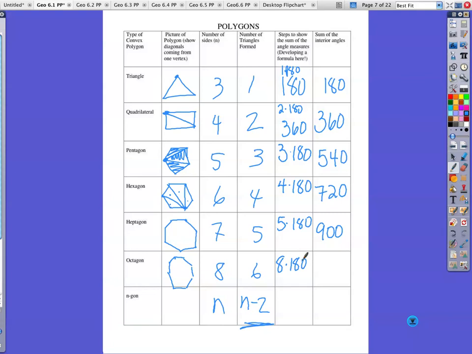8 times 180, I think that's going to be 1,080. Okay, we could do that for polygon after polygon after polygon. The formula, this is where we're going with this, you're taking n minus 2, and you're taking that answer times 180. Okay? So no matter, if I had a 20-sided figure, I could say 20 minus 2 is 18, take 18 times 180, and then I will have the sum of the interior angles of that figure.